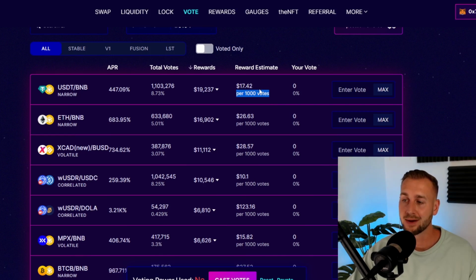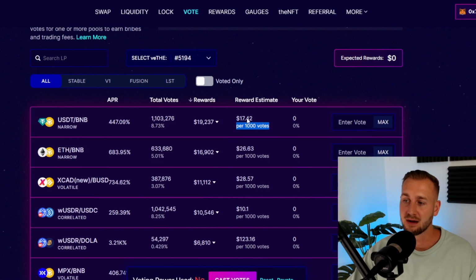Now this will go down as more people step in and start voting. So typically by the Wednesday evening, there's a big mass vote off at the end and everyone's coming in here to apply their votes to the most lucrative pools. So it is quite fun to be involved with this on a Wednesday night. But these rewards have been diluting down to around $5, $6 per 1,000 votes. So for argument's sake, say it's $5 per 1,000 votes.